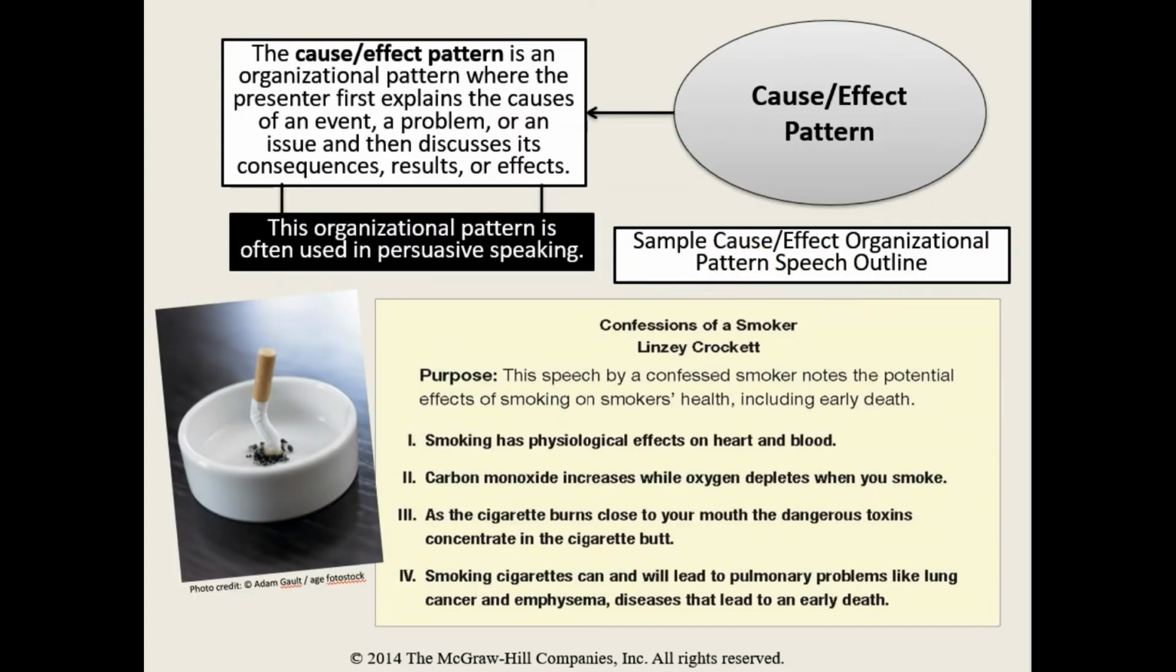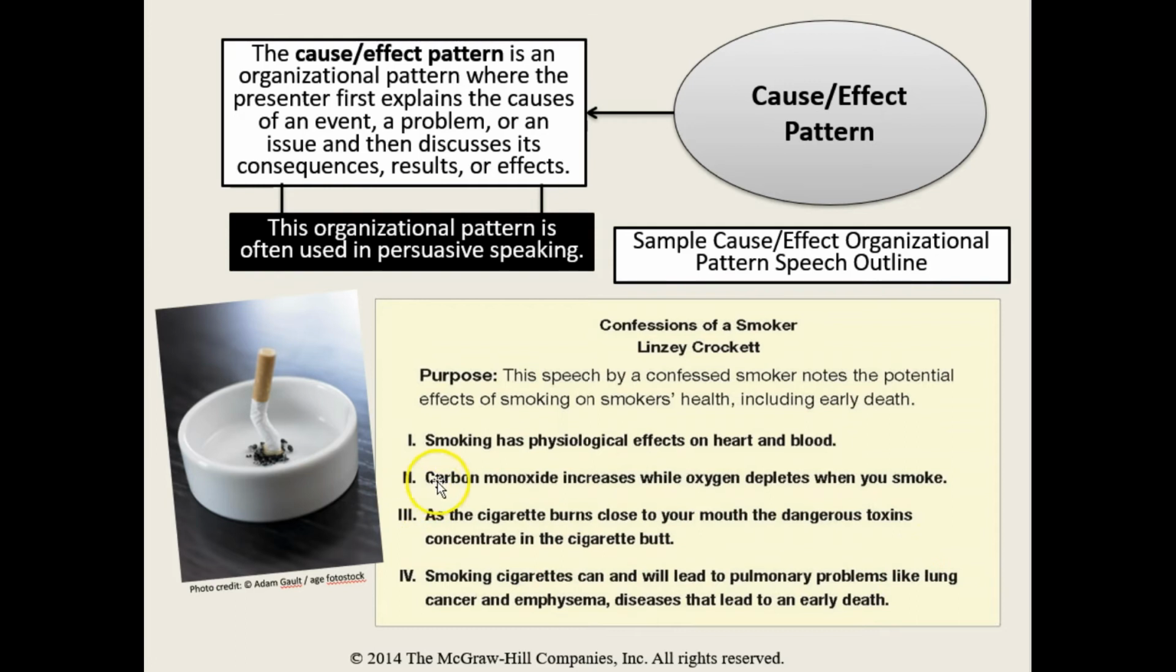Cause and effect. This is a biggie. This is often used for persuasive speaking. It is good for informational too. If we're talking about smoking has physiological effects on heart and blood, then we're going to talk about carbon monoxide, how it increases while oxygen depletes when you smoke. So again, one thing, then the other, this thing causes that thing. If you smoke, you're going to die, and here's why.